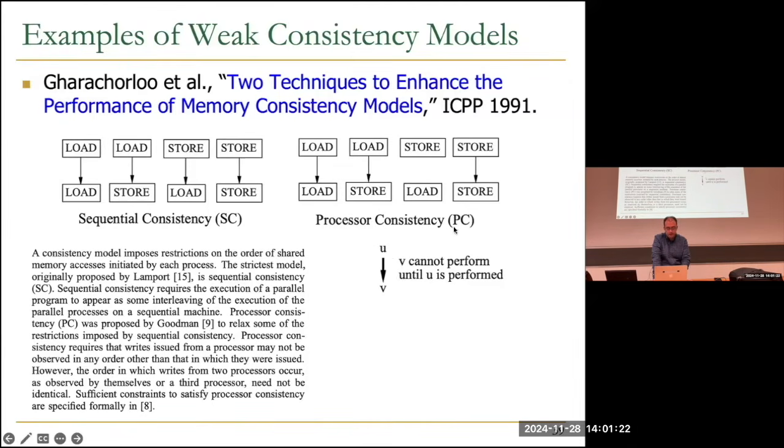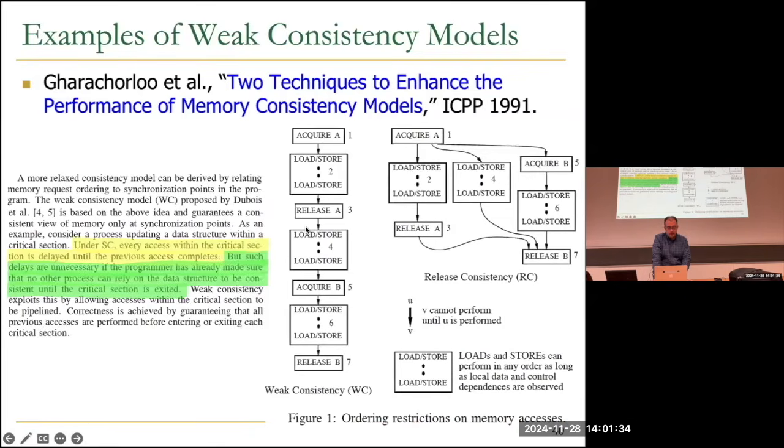This is processor consistency. People observed, for example, that these store and load orderings are not needed to be consistent. You can check these papers if you want to learn more. This paper also discusses different ways to provide weak consistency. Here are two examples. One of them is the weak consistency model, WC, which is kind of an unfortunate naming.